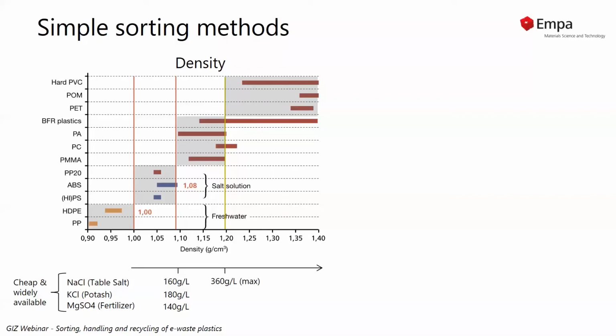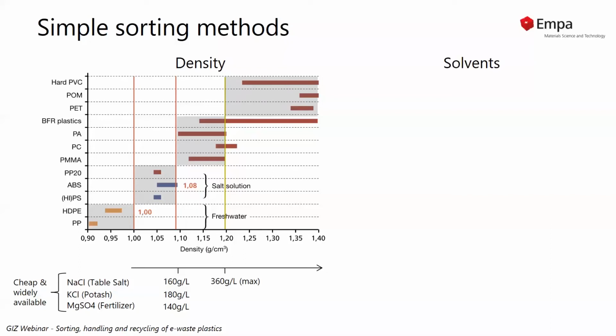So you see, if you do a separation at 1.08 or 1.10, you will be able not only to separate different types of plastics, but you'll also be able to separate brominated flame retardant plastic, which has to be disposed, from clean plastic that you can sell.